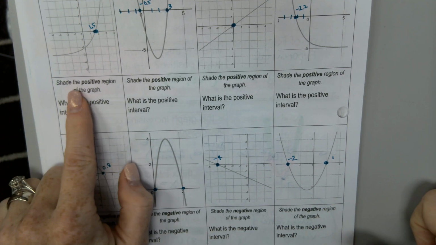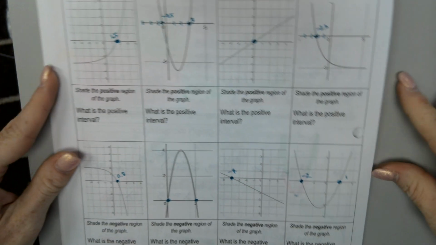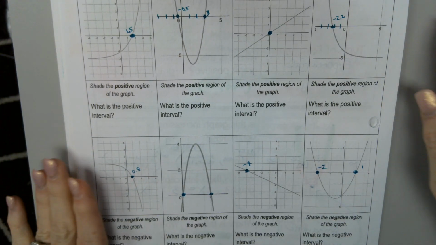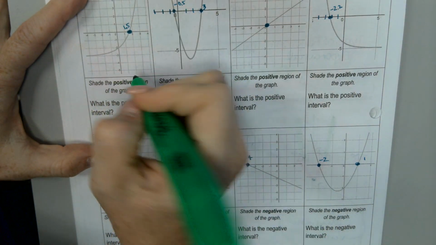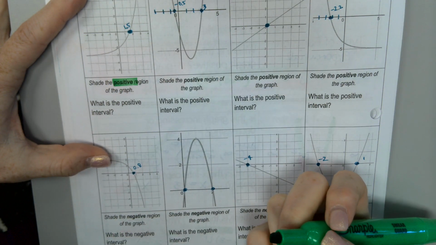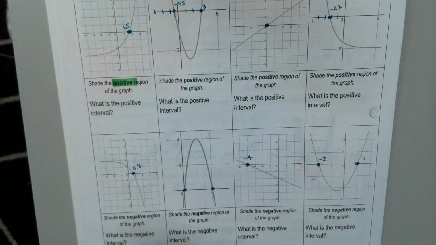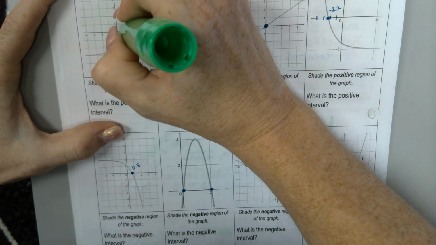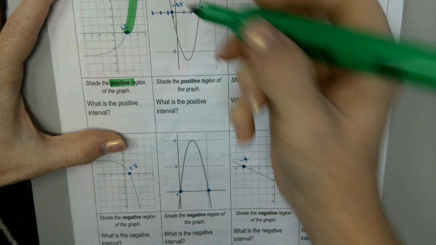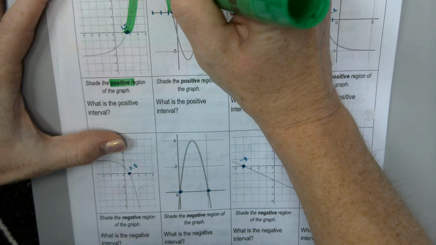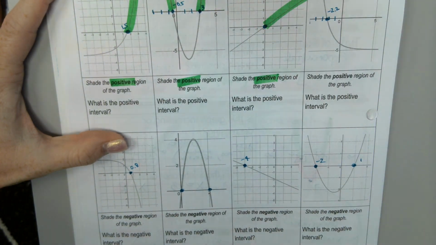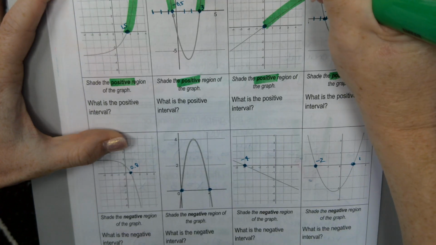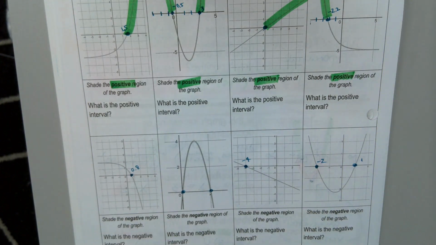Okay. I'm going to go look at my directions. I've marked all of my x-intercepts, okay? This first one says shade the positive region. The positive region is the part of the graph that is above the x-axis. So right here. Here and here. Here. And then this part right there.